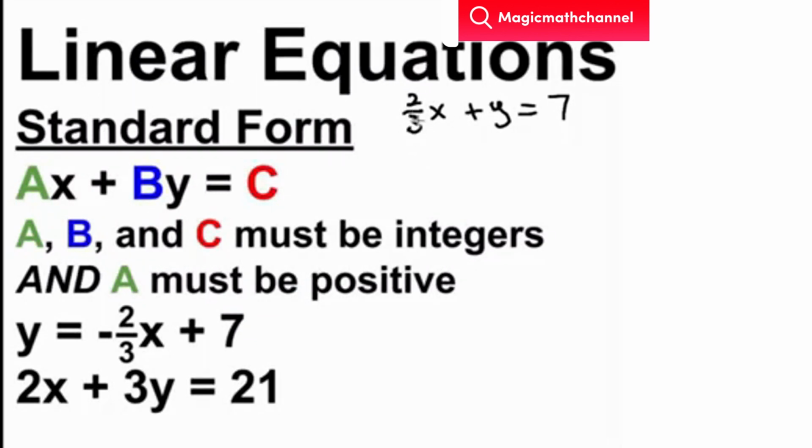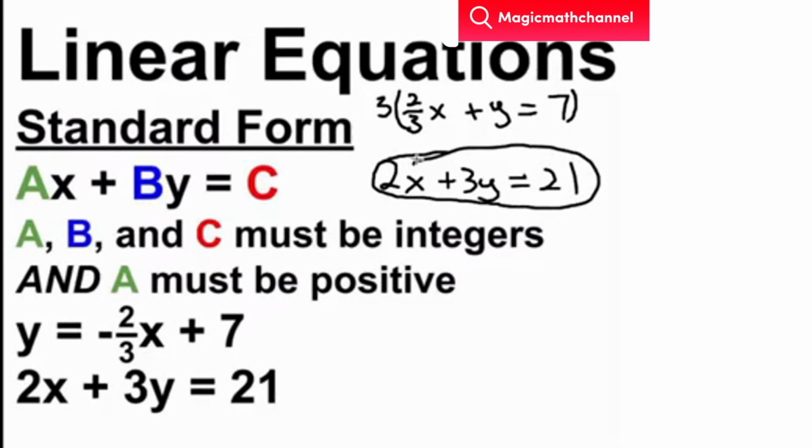So I'm not going to multiply by the reciprocal, which a lot of people think like, hey, I'll multiply by 3/2, get rid of the fraction. That's going to create fractions here and here. So instead, I'm going to look at that denominator and I'm going to multiply everything by that denominator, which is 3. So I'm going to multiply this whole equation by 3. 3 times 2/3 is just 2x. 3 times y is 3y, and then 3 times 7 is, of course, 21. So that's how we go from slope-intercept to standard form.